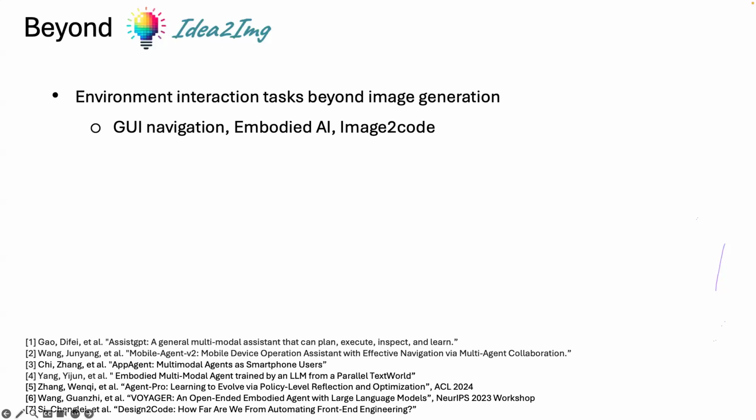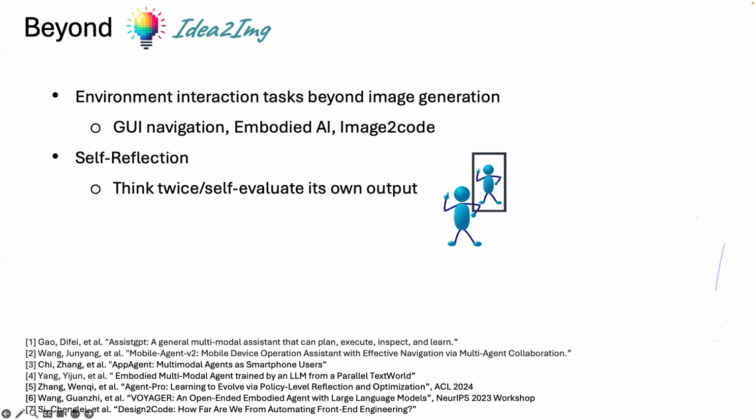So in idea-to-image, we had an agent case study on automatic visual design and creation, viewing the text to image as an unknown environment and mimicking the iterative self-refinement via a GPT-4V based agent system. This self-refinement schema relies on receiving feedback from interactive environments, which can also be extended to GUI navigation, embodied AI, image to code, and so on. And agents can also think twice or self-evaluate their own output, even without receiving feedback from the environment, which is called self-reflection and has also been explored in agent designs.